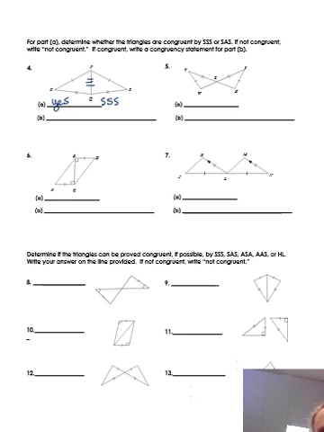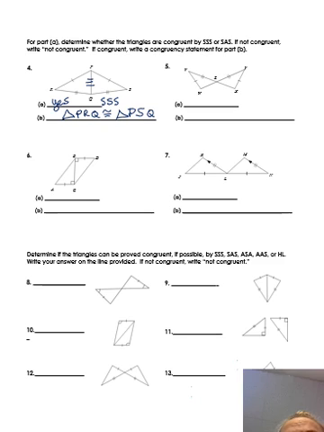The congruency statement is going to look like this. Triangle PRQ is congruent to triangle. Let's see. P goes with P because they share that vertex as well. And then I need to go out to S and then back along to Q. So there's my congruency statement.